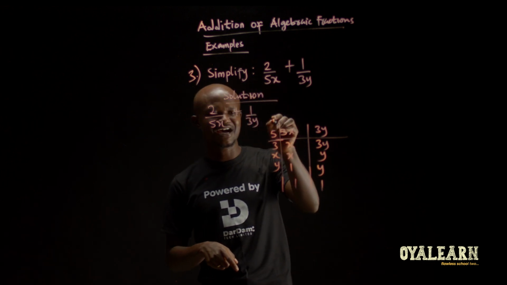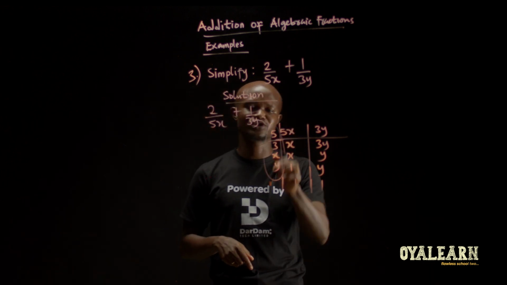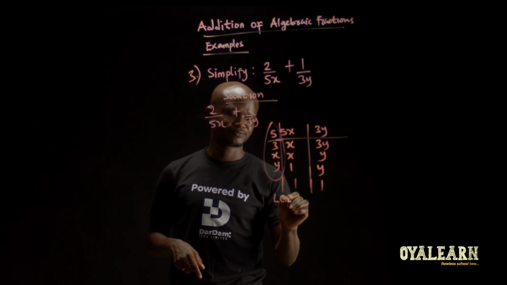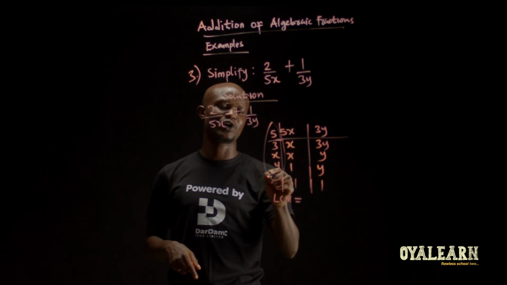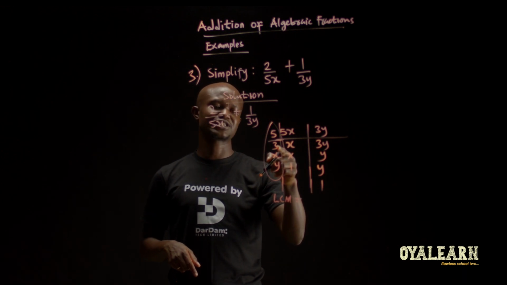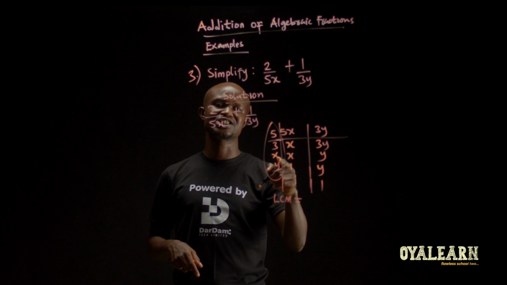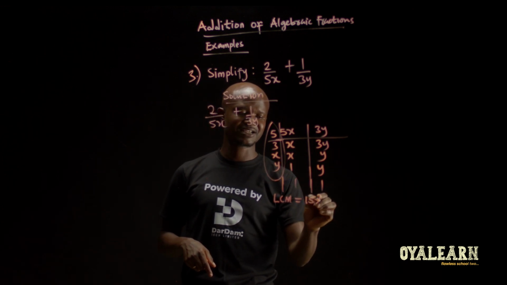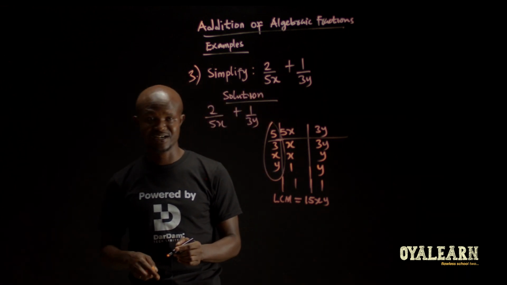So it means that the LCM is the product of what we have here. Now, what is the product? If you multiply this together, what do we have? 5 times 3, that is 15. 15 times x, 15x. Times y, we have 15xy as the LCM.